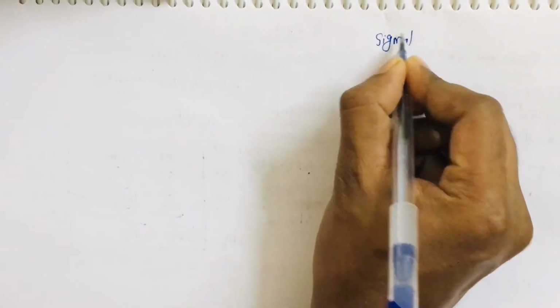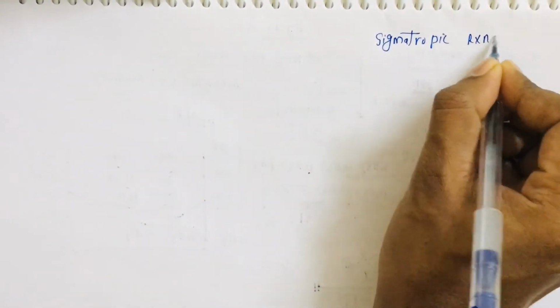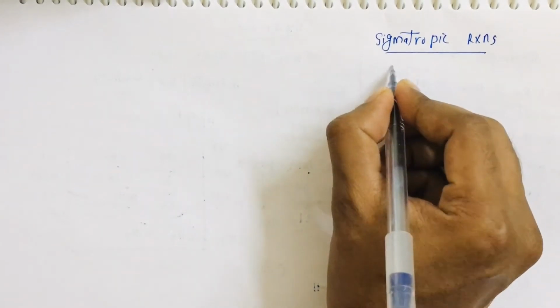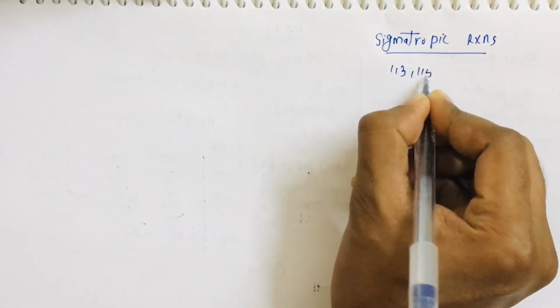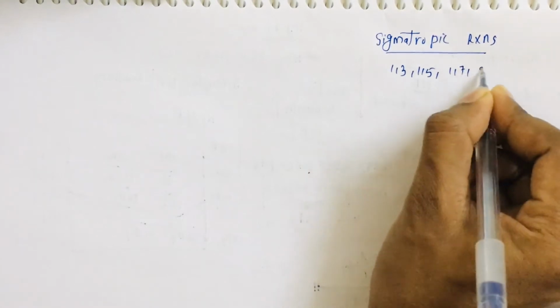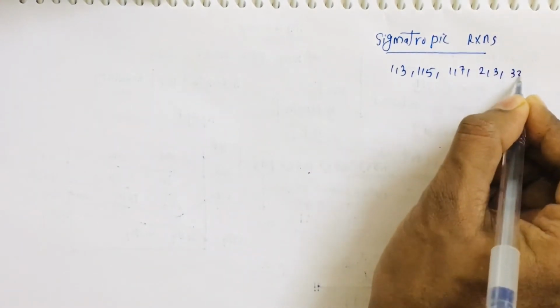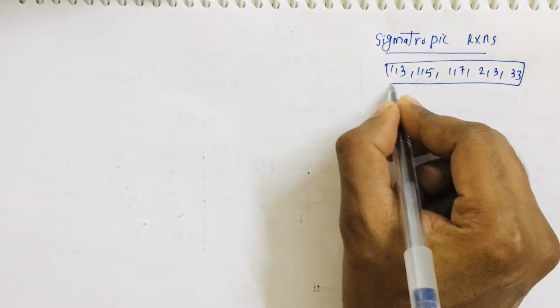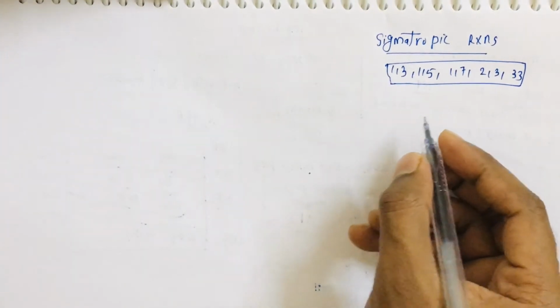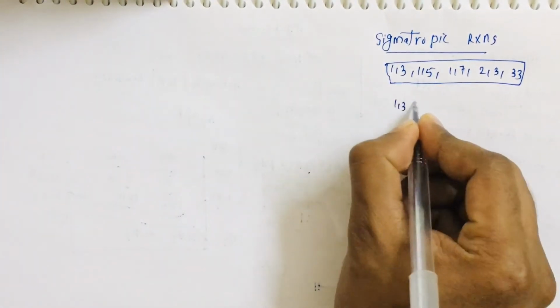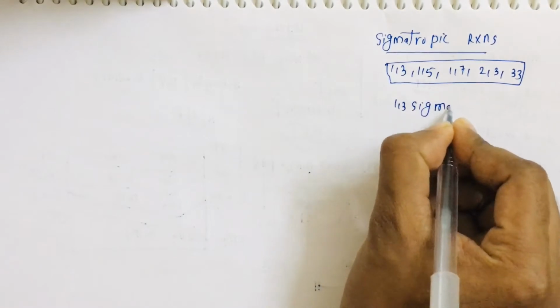Sigmatropic reactions. So here we have 1,3, 1,5, 1,7, 2,3 and 3,3 sigmatropic reactions. Okay, first we'll go for 1,3 sigmatropic reactions.